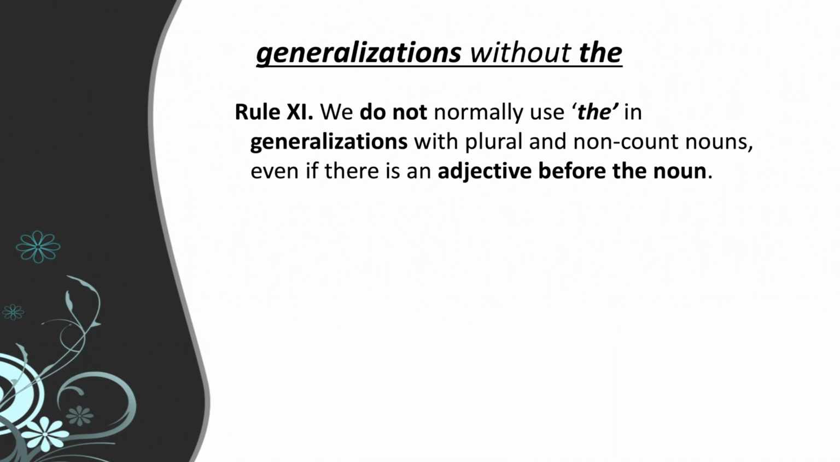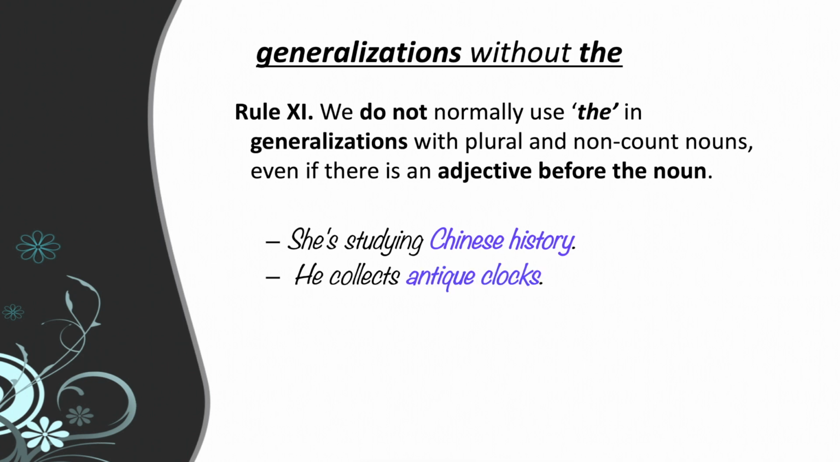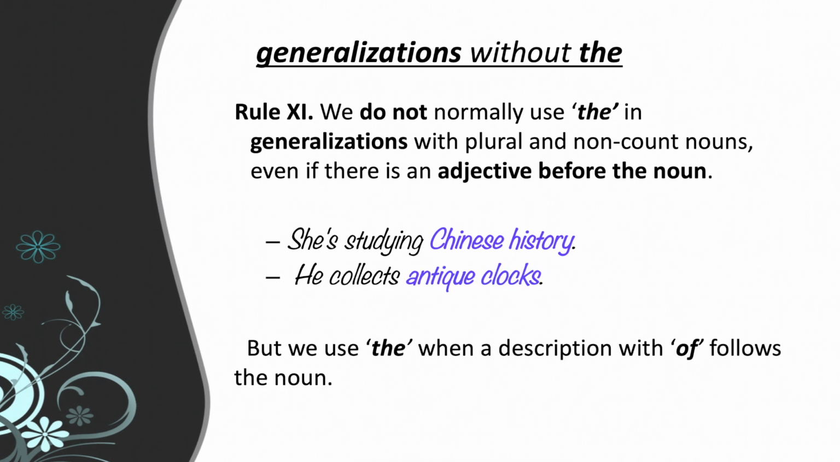We do not normally use the in generalizations with plural and non-count nouns, even if there's an adjective before the noun. Here's some examples. She's studying Chinese history, and he collects antique clocks. But we use the when a description with of follows the noun. For example, she's studying the history of China. You can practice this with exercise 10.